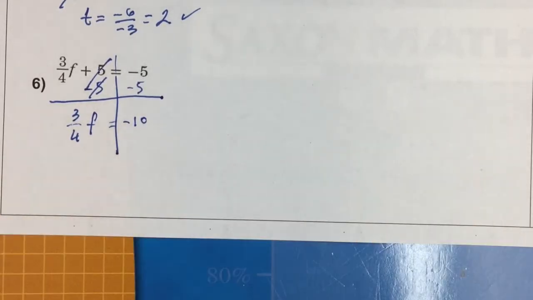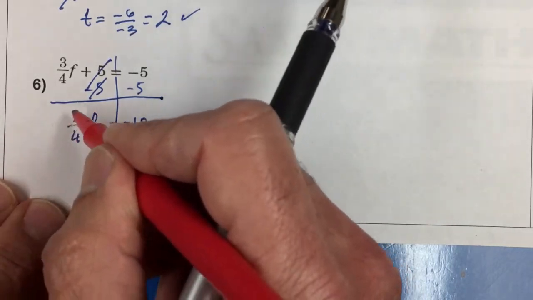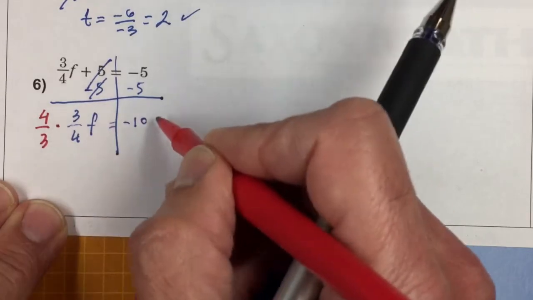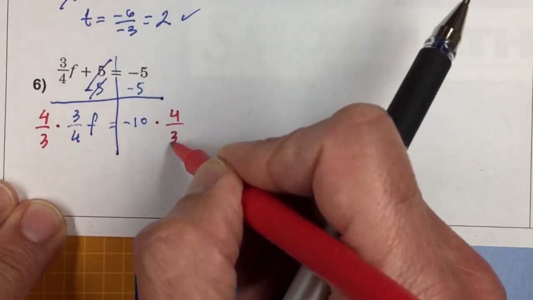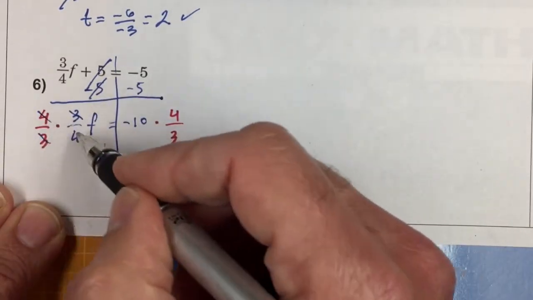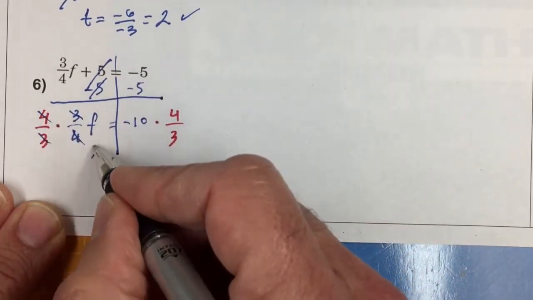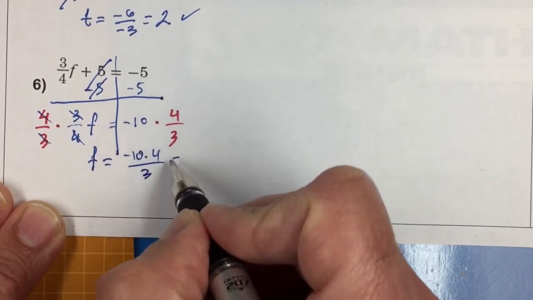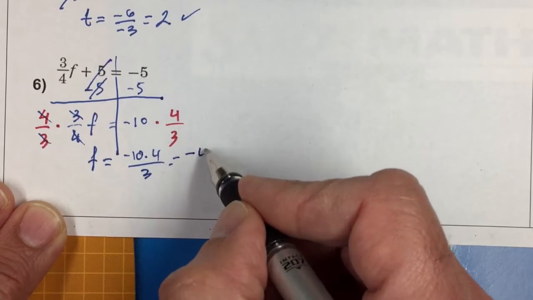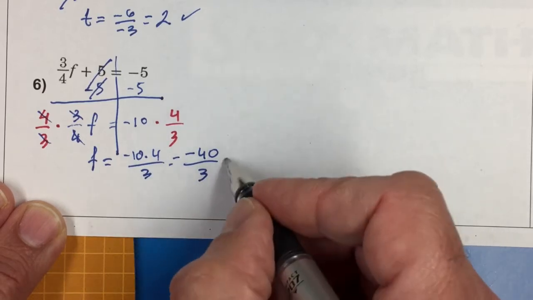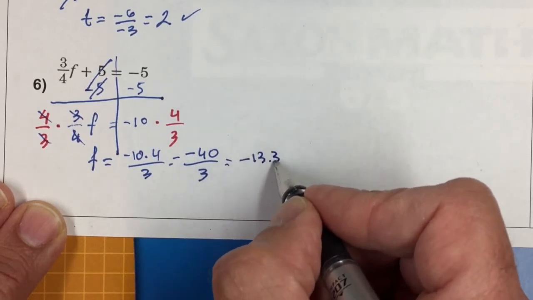So what I'm going to do now is get rid of the 3/4 by multiplying by the reciprocal, 4 over 3, on both sides. The purpose of this is to cancel this out and eliminate the numbers here, and f equals negative 10 times 4 divided by 3. Negative 10 times 4 is negative 40 divided by 3, and 40 divided by 3 is 13.33. Negative 13, 3 repeating.